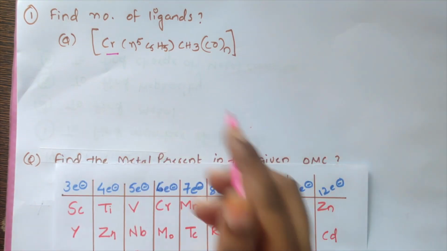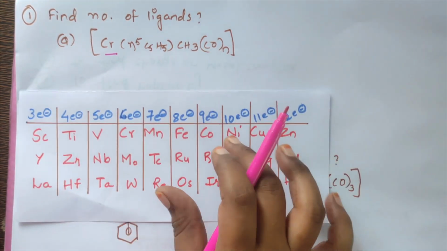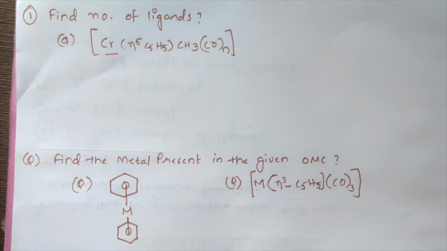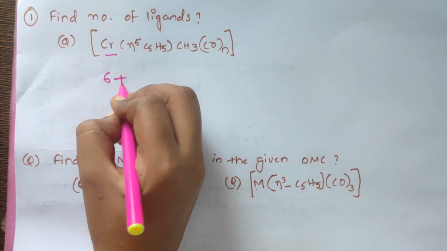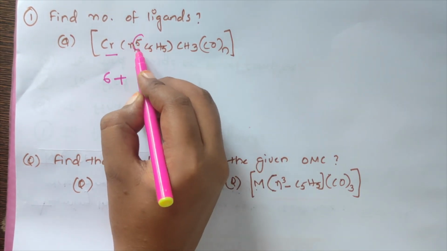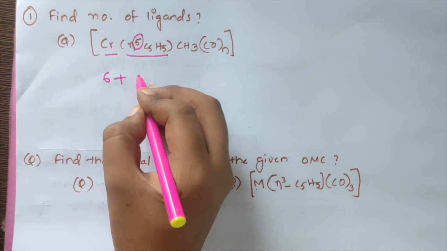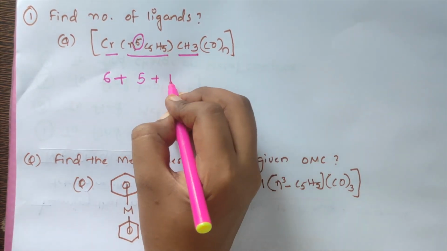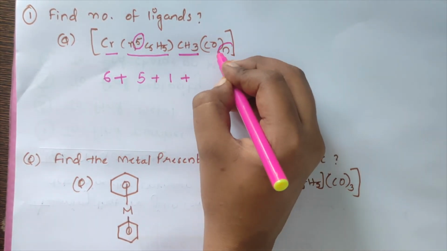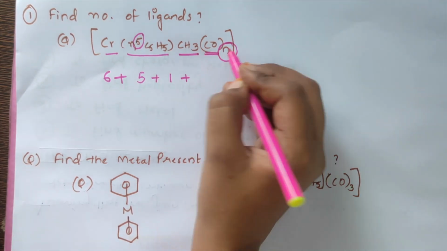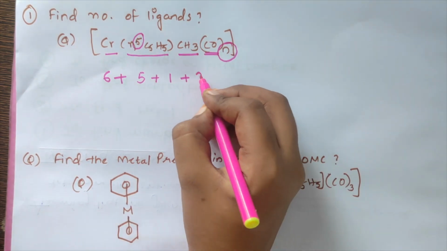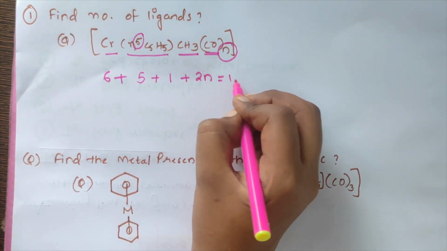So let's see. Here the chromium family will be donating 6 electrons, so write here 6. As the hapticity of the ligand is eta 5, this ligand will be donating 5 electrons. And CH3 will be donating 1 electron. And we have to find the number of carbonyl ligands. We know that each carbonyl ligand donates 2 electrons, so we have to write 2n, which will be equal to 18.